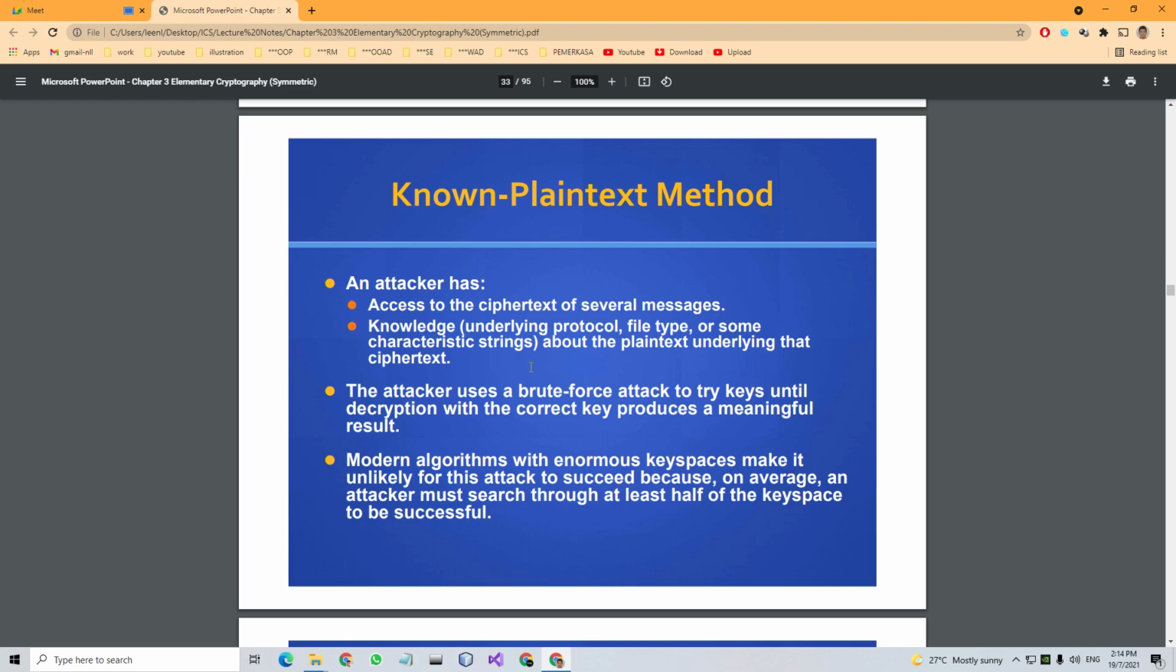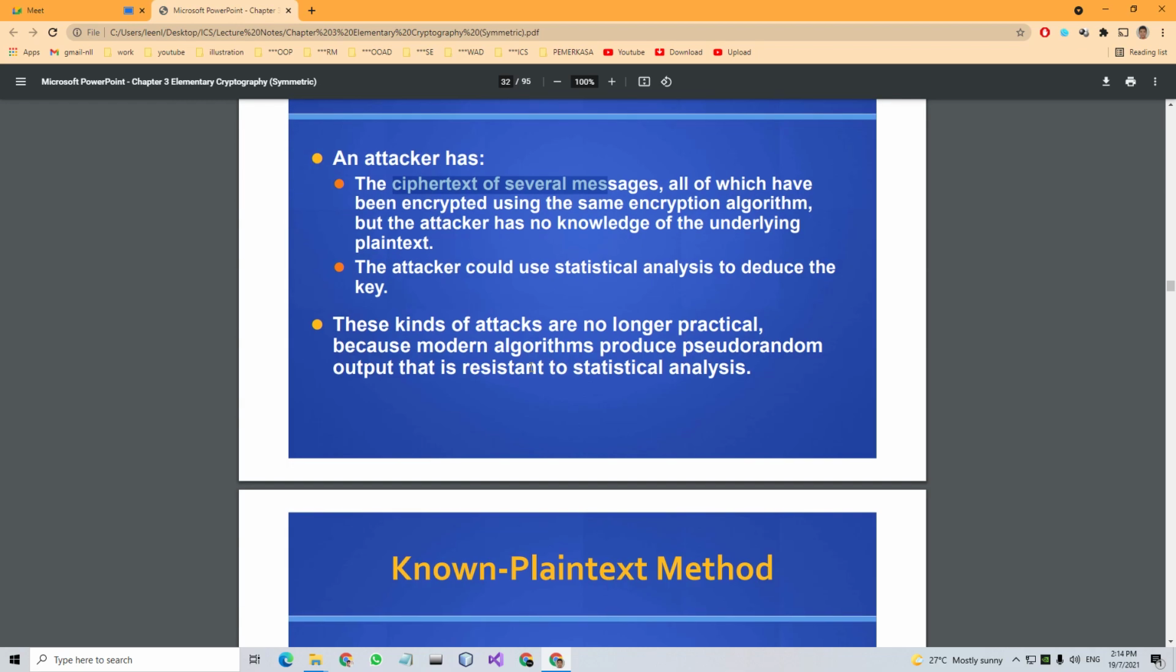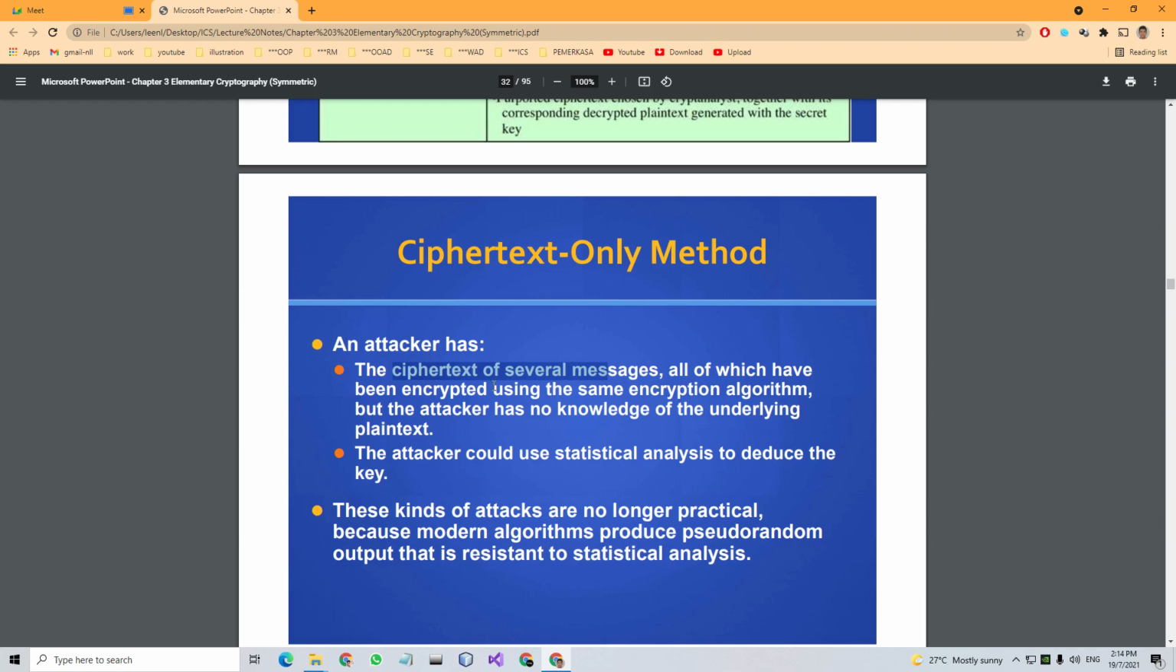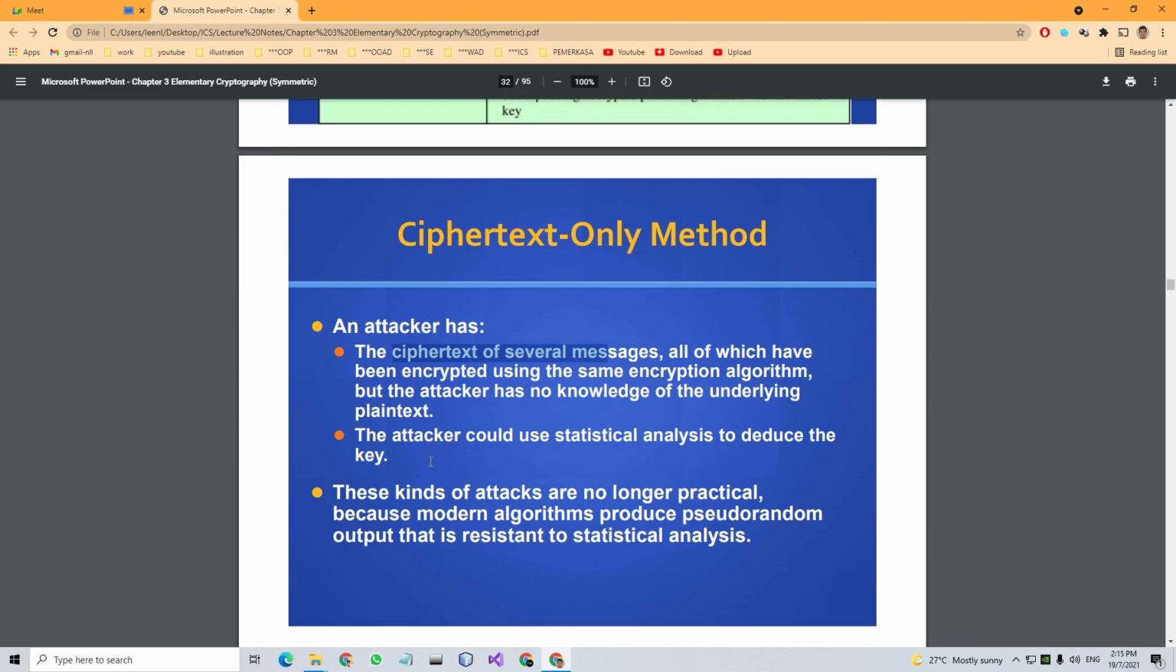So the chosen plaintext attack, sometimes we just call it a plaintext attack, is where the attacker will choose the plaintext to be encrypted and read the corresponding ciphertext. So the cryptanalyst here not only has access to the ciphertext and the associated plaintext with several messages, but they also choose the plaintext that they can encrypt, and they get it encrypted.